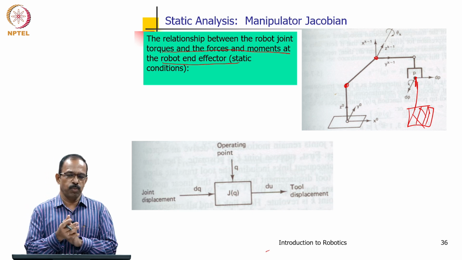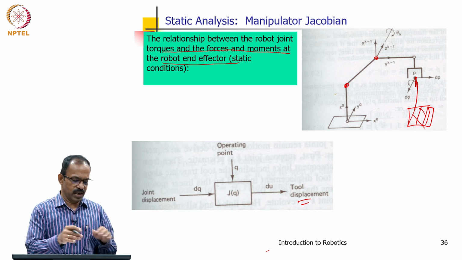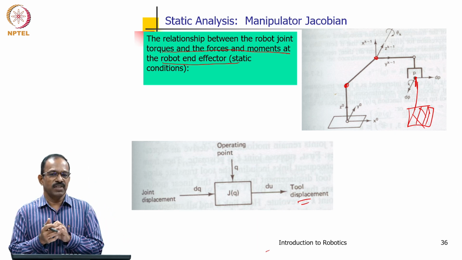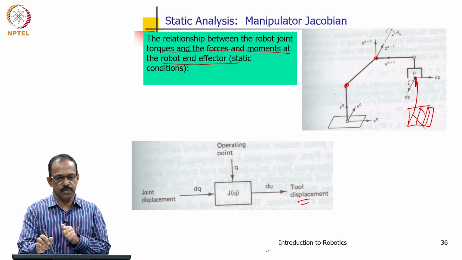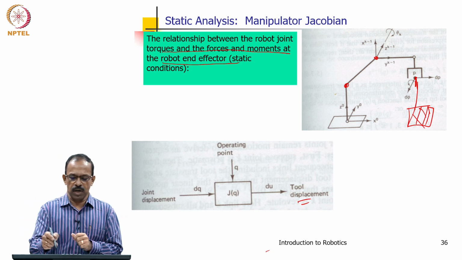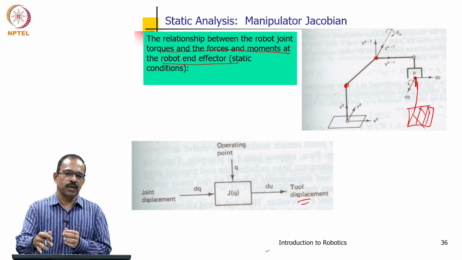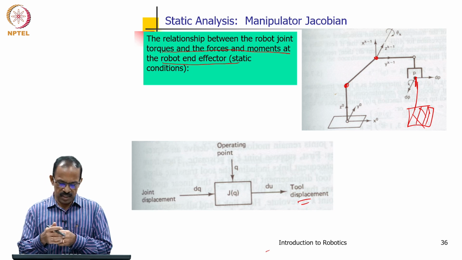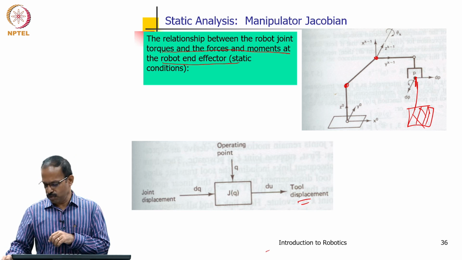The manipulator Jacobian is defined as a relation between the infinitesimal displacement and the joint displacement. So, the same thing applies: if you have an infinitesimal displacement at this point, that will lead to an infinitesimal displacement at this joint, and that can be compensated by a torque applied at the joint to reduce the movement of the joint. That is the way you use the Jacobian to analyze the static forces.